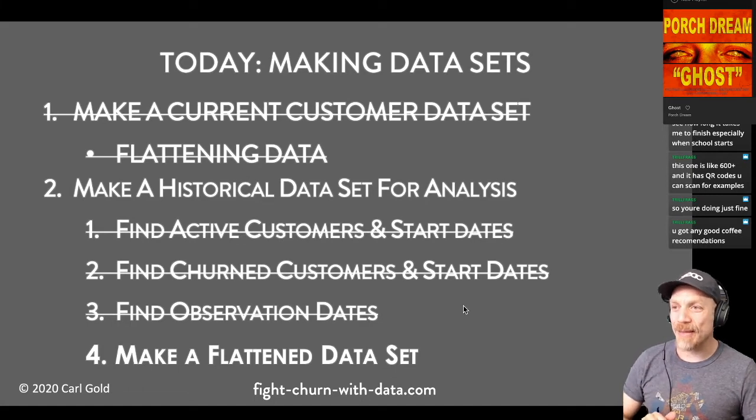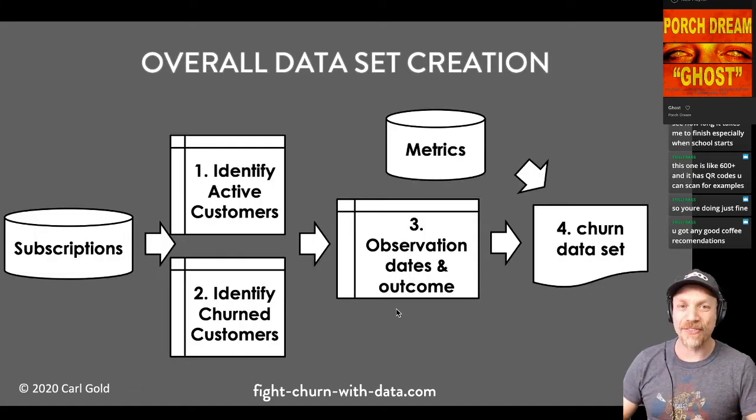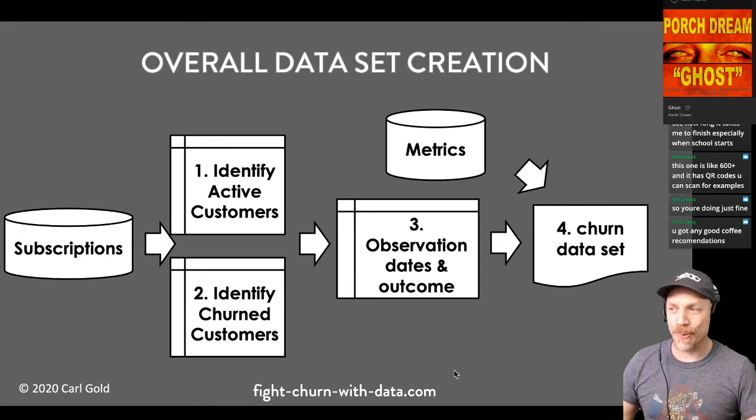Anyway, the last step of this is to make a flattened data set. This was the overall process we were working on here. We started from subscriptions. We identified active customers, that was listing 4.1. Then we identified churn customers in 4.2. The last listing we did was finding the observation dates, and we tacked on the outcomes of whether those customers renewed or churned.